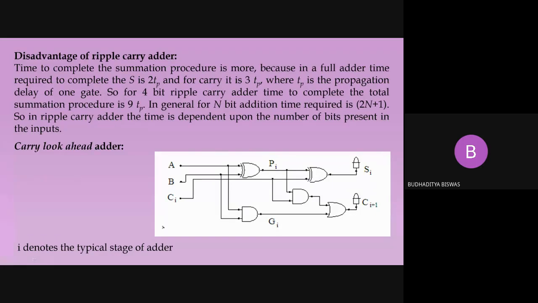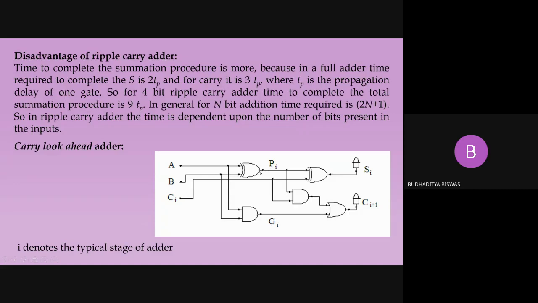Now here we name the intermediate outputs as PI and GI. Now what are PI and GI? PI is the output of the first XOR gate and GI is the output of the first AND gate, or the first half adder's AND gate. Now what is the PI? What is the expression for PI from this figure? In terms of the inputs A, B and CI, what is the expression for PI?